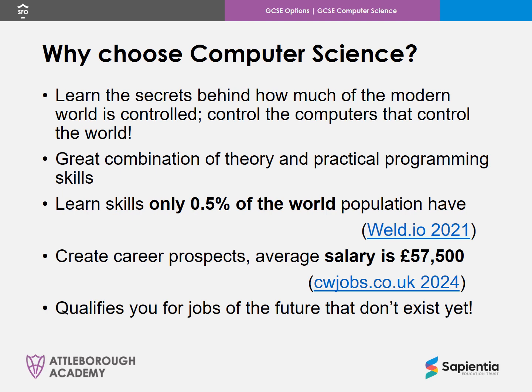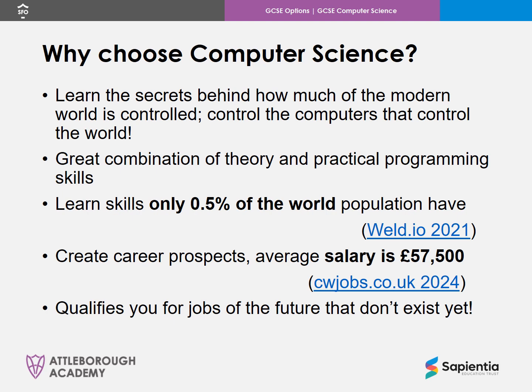It's a really great combination of theory and practical programming. People often say, oh, computer science isn't very creative or isn't very dynamic. Well, that's absolutely false, because we're looking at how to solve problems in a really creative way, and you can come up with your own solution, potentially one that I haven't thought of.